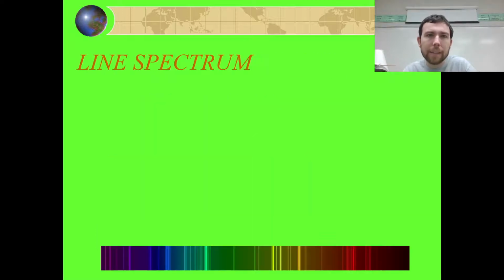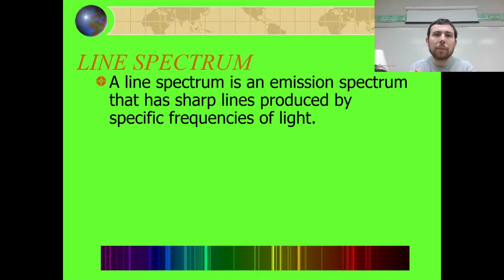So when you take a look at line spectrum, we're looking at the same thing. That would be the entire rectangle at the bottom, but those are very specific frequencies that are being given off by whatever substance it is that we're looking at. So a line spectrum is an emission spectrum that has sharp lines produced by specific frequencies of light. So notice that instead of it being the full array of colors, yes, you might have some that are in the purple and the indigo and the blue and the green and the yellow and the red. It's not all of the wavelengths and frequencies that correspond to visible light.